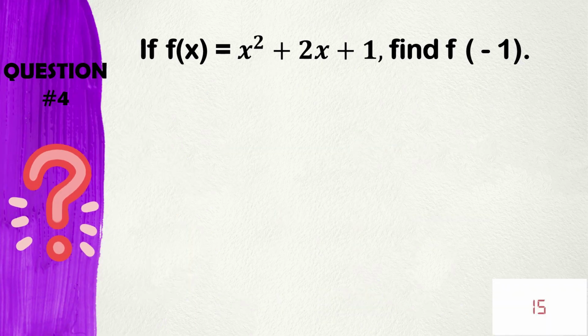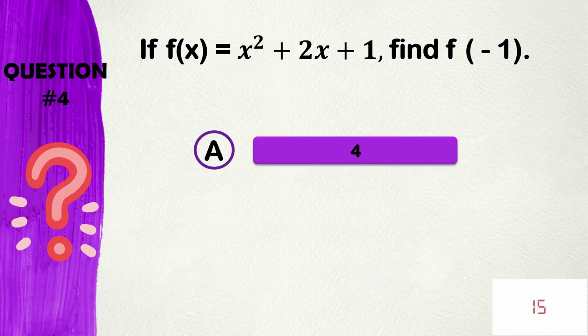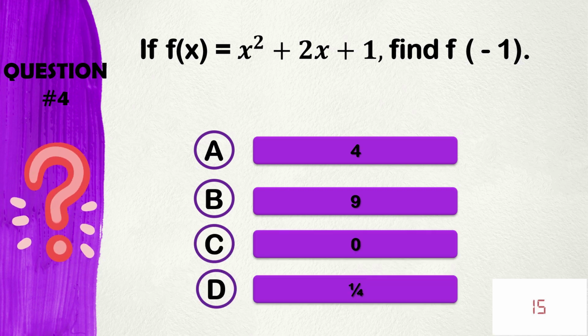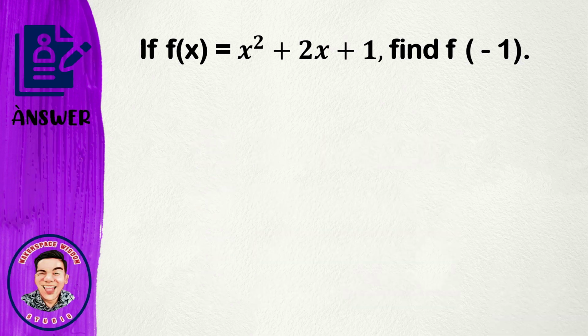Alright, question number 4. If f of x is equal to x squared plus 2x plus 1, find f of negative 1. Letter A, 4. Letter B, 9. Letter C, 0. Letter D, 1/4. Alright, time is up. Let's try to solve the given equation.